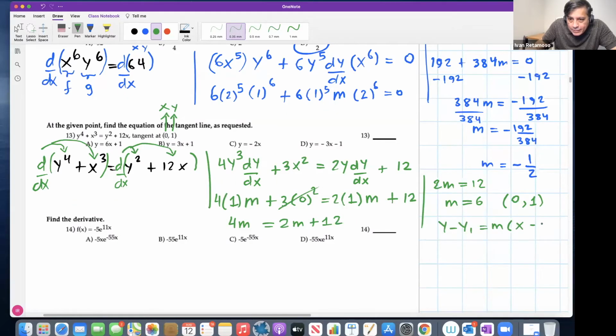This way, using the point-slope form. This is going to be my x1, this is going to be my y1. So y minus 1 equals slope 6 times x minus 0, right? Sometimes the students say, Professor, this is just the y-intercept. If you catch that, then you can use it, right? But I'm just doing the worst-case scenario, right?